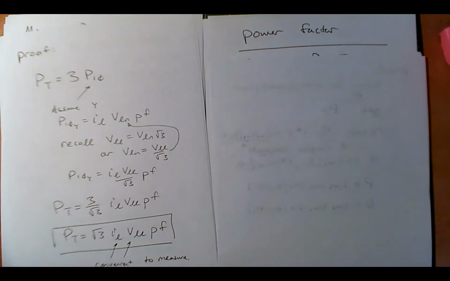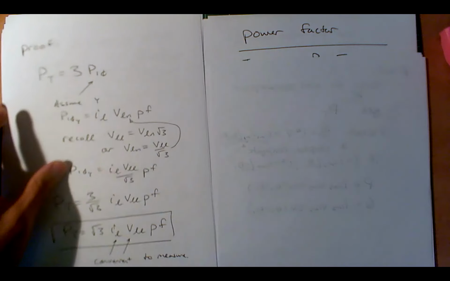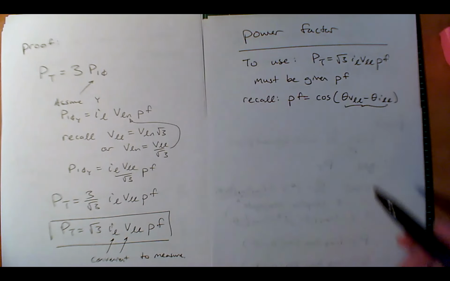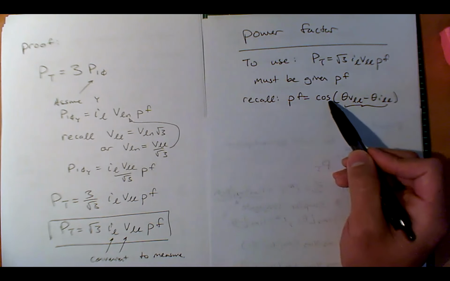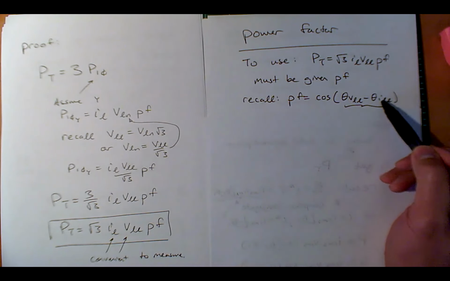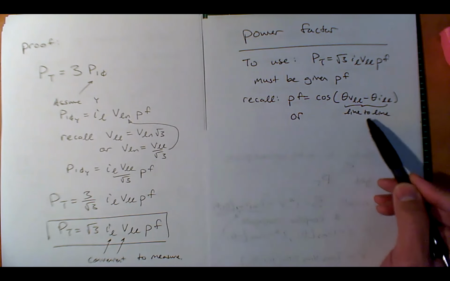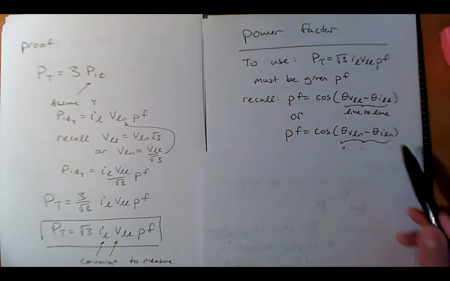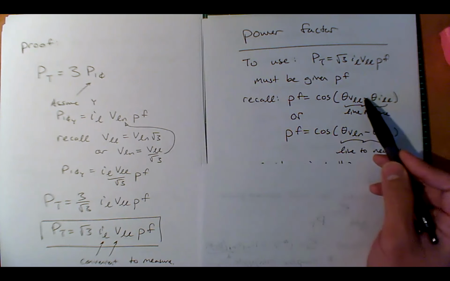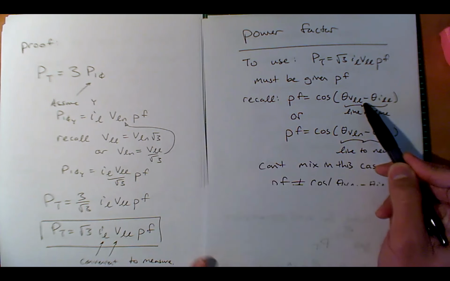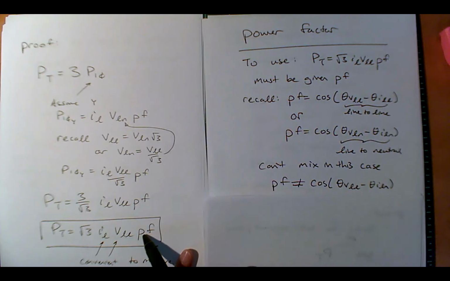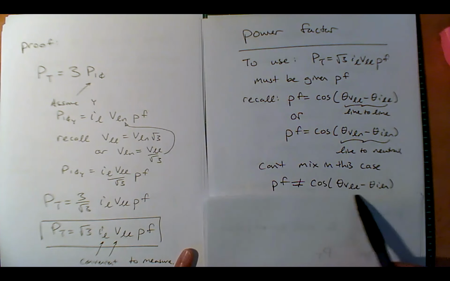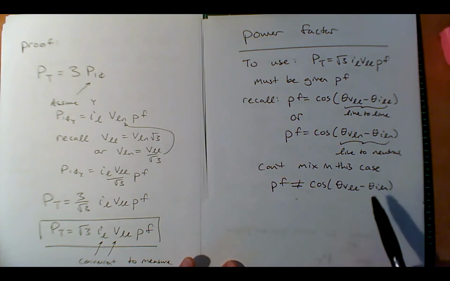Why can't I just take the cosine of the voltage and current phase difference here, of those phases? Well, this is why. Remember that the power factor is cosine of theta V line-to-line minus theta I line-to-line within a phase, line-to-line, yay. Or it's the cosine of theta V line-to-neutral minus theta I line-to-neutral, no problem. These are okay. But you can't assume that this power factor is equal to this. That is not true, right?